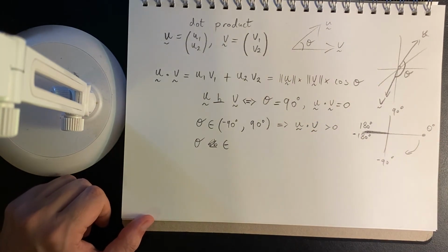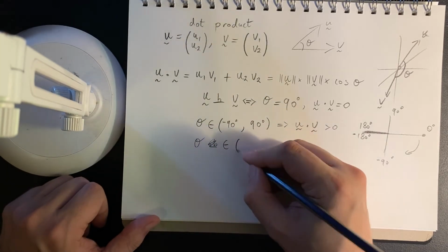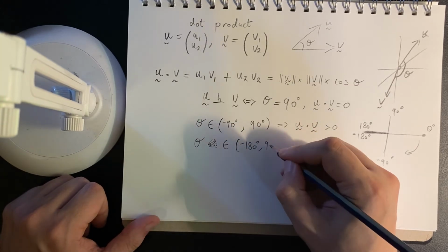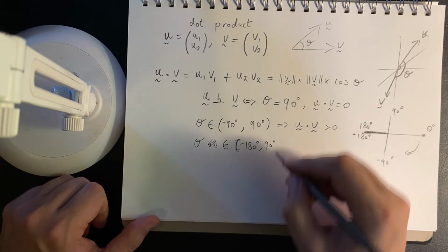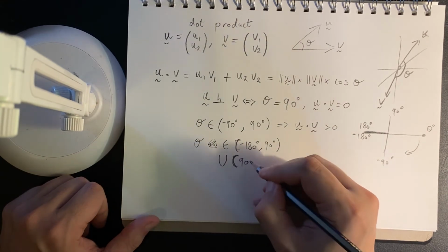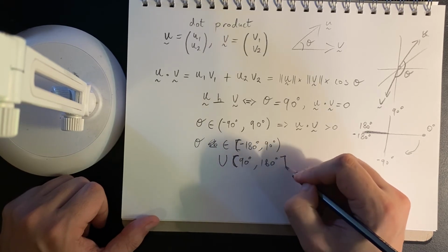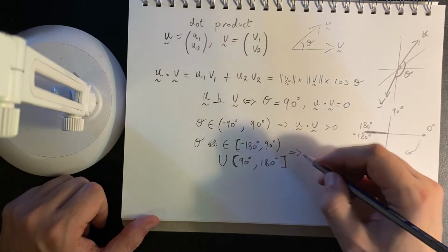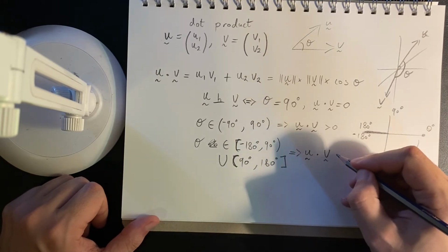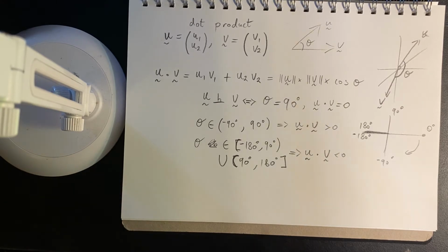Okay, so if theta is anywhere between -180 up to -90, union with 90 up to 180, then that implies that the dot product is less than 0.